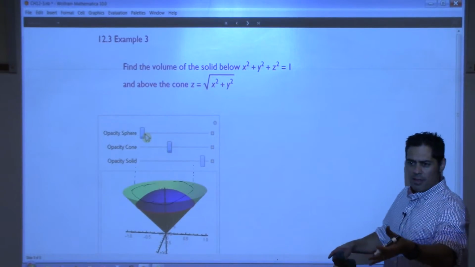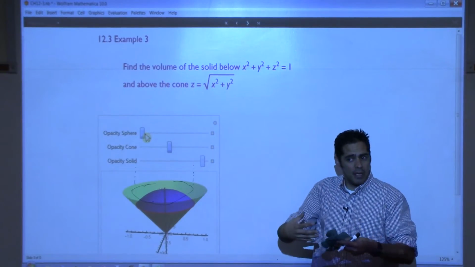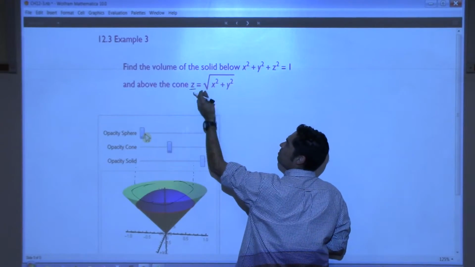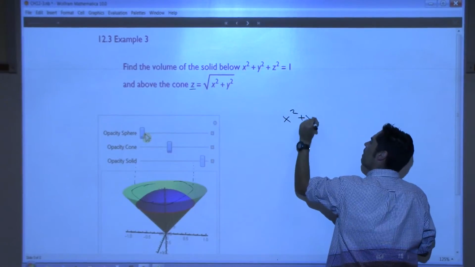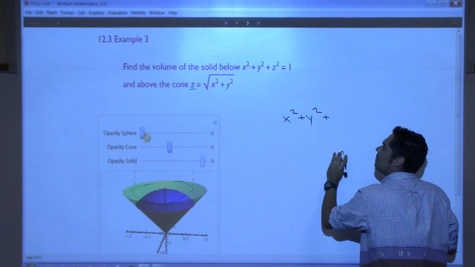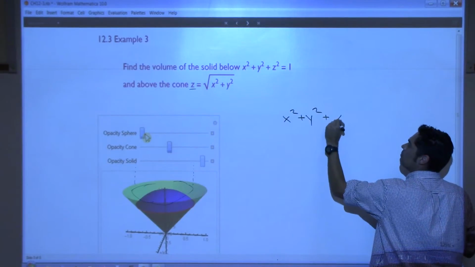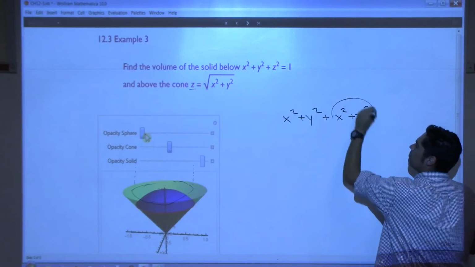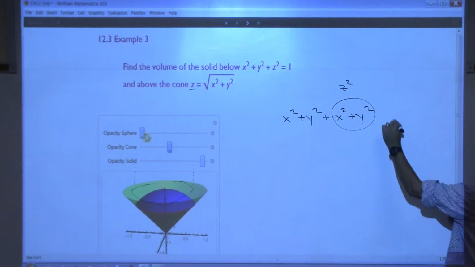Setting them equal to each other would work, but we would have to solve them both for z and then set them equal, right? Or you can just say, hey, look, to live on the cone, z must be this, right? So just rewrite that sphere equation and square z. This right here is z squared, isn't it? And then equals 1.